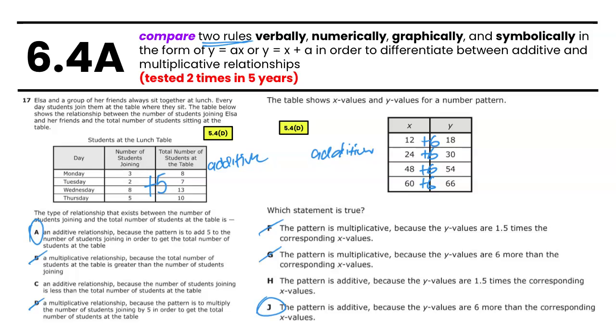Am I adding something to the x values to get the y values? And is it the same number every time? Or am I multiplying the x values by a number in order to get y? And is it the same number that I'm multiplying by every time?